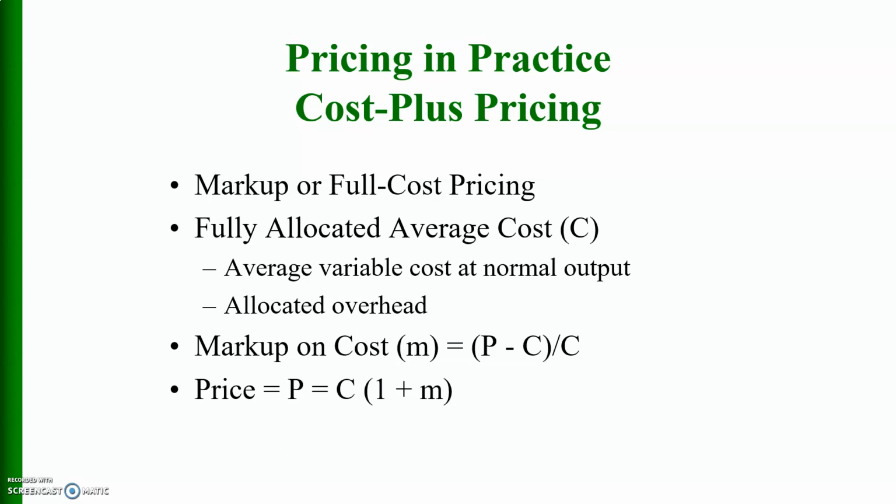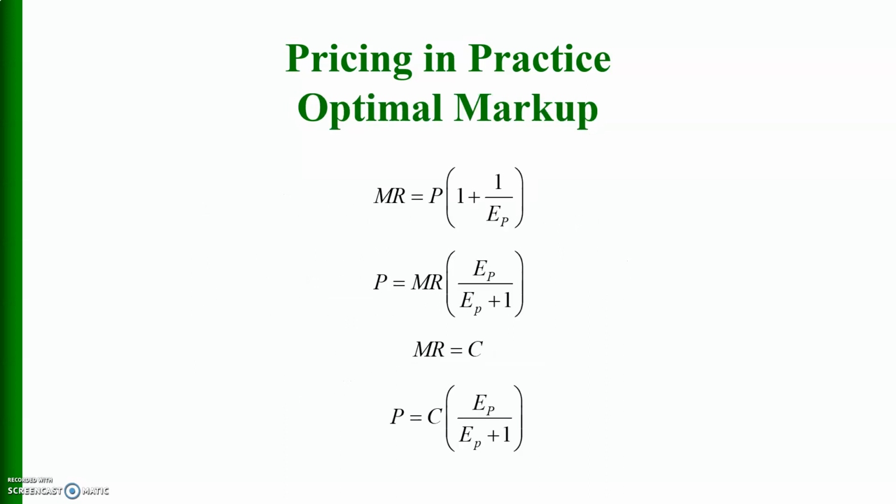Pricing in practice, cost plus pricing. Markup or full cost pricing, fully allocated average cost, average variable cost at normal output, and allocated overhead. A markup on cost M is equal to (P minus C) divided by C, and price P is equal to C times (1 plus M). And here are some formulas for pricing in practice.